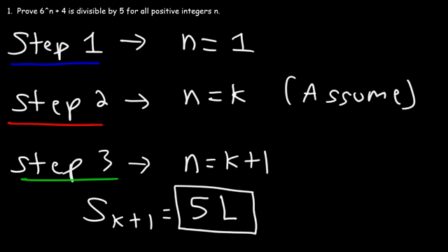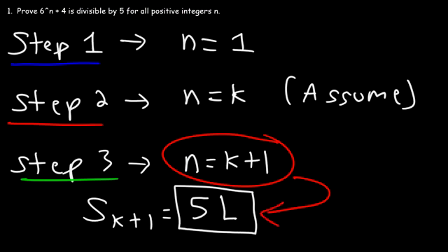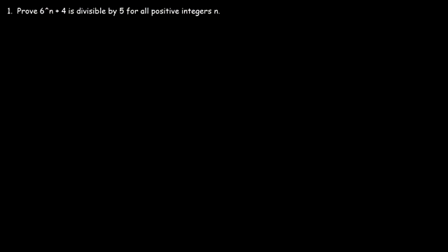So for this particular example, once we replace n with k plus 1, we need to show that that particular expression is equal to 5l. And once we do that, we have proven that the original expression is divisible by 5 for all positive integers n. Now let's go ahead and work on this problem.